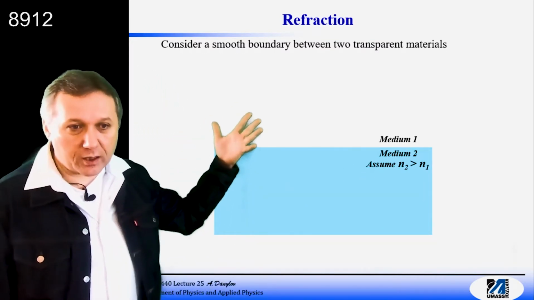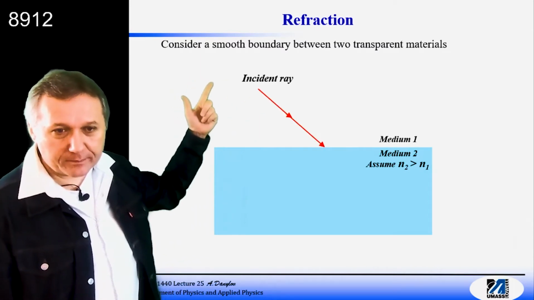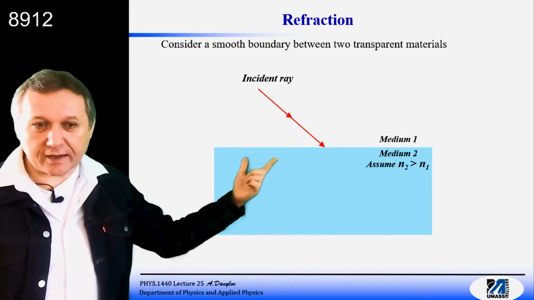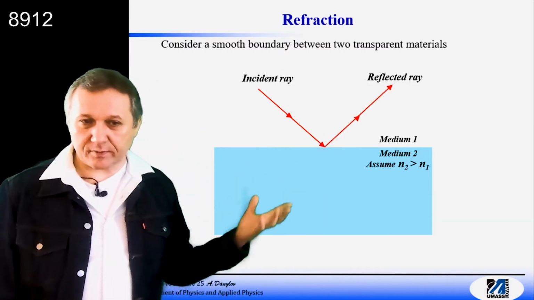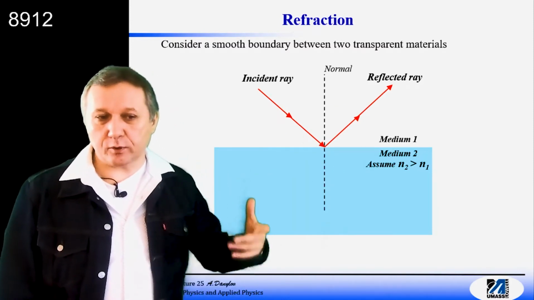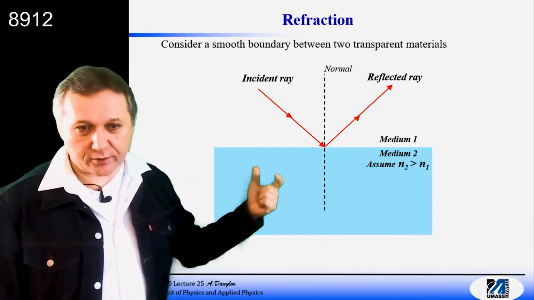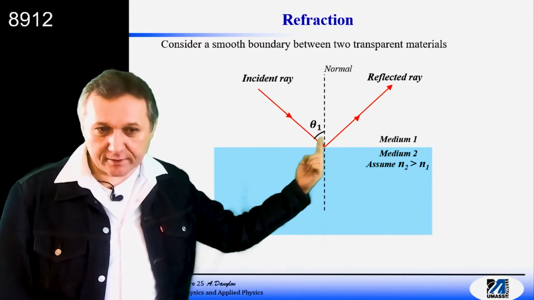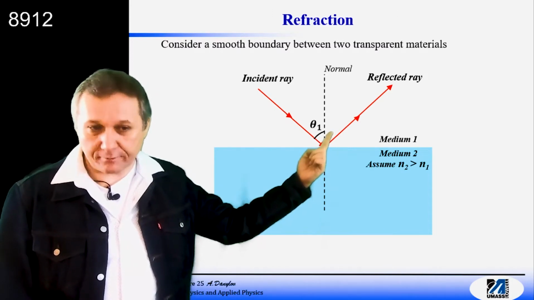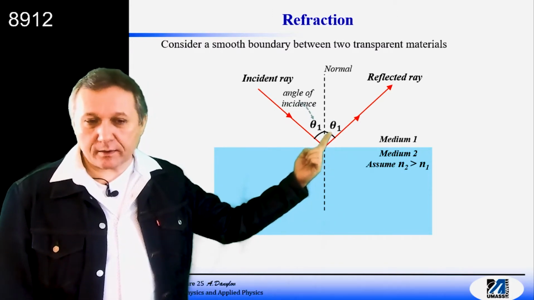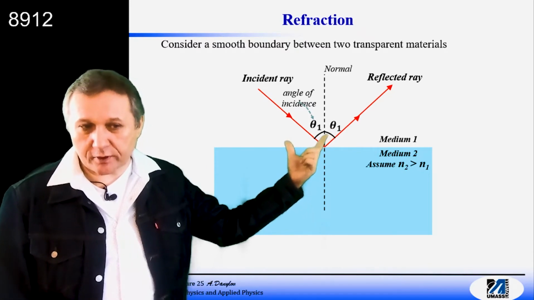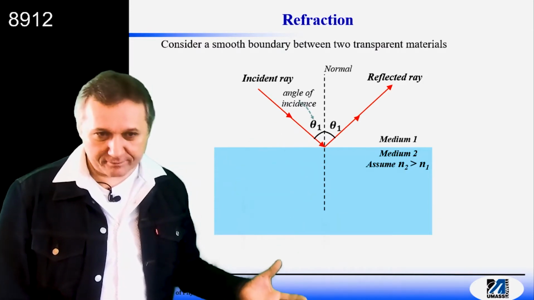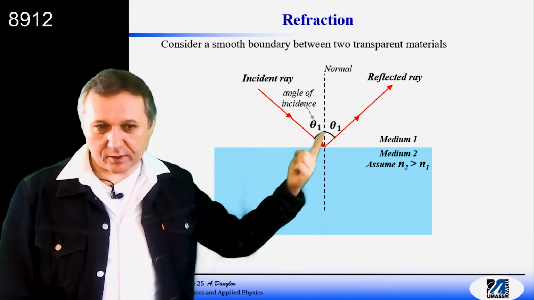And now let's draw our rays. So, the incident ray. Then, of course, part of this incident light will be reflected, and we know how to describe that. There will be a reflected ray. And we know how to define directions using angles: the angle of incidence and the angle of reflection. We know these angles are equal to each other because of the law of reflection. So theta 1 and theta 1.